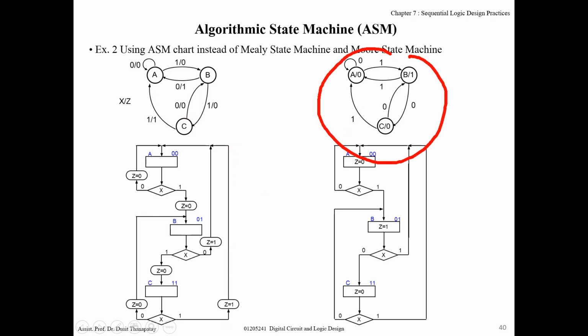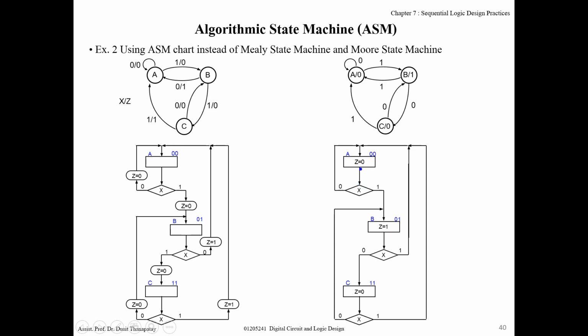And this one is a Moore type state machine, where output is based on state only. So you can write output inside the state box. For example, at state A, output is 0. At state B, output Z is 1. At state C, output Z is 0. Or you can write it as active. If you leave it blank, that means output Z is not active, so Z is 0 here and here. And if you just write Z, that means it's active.